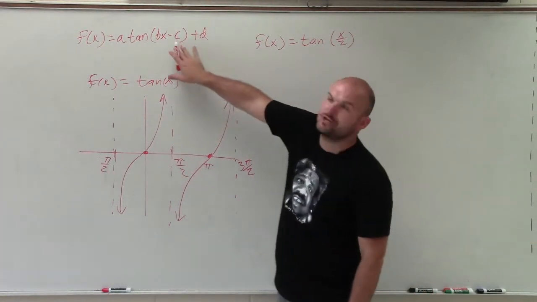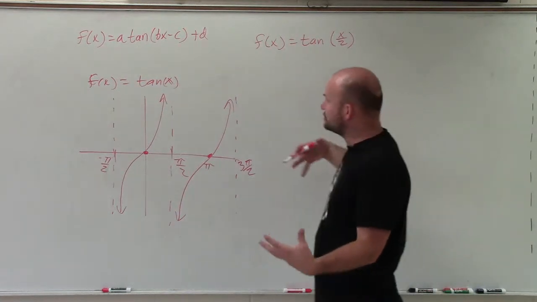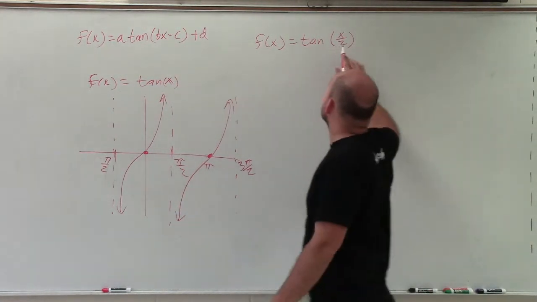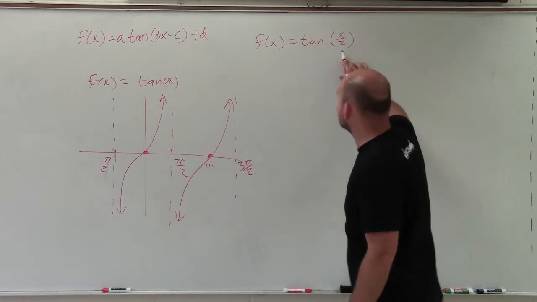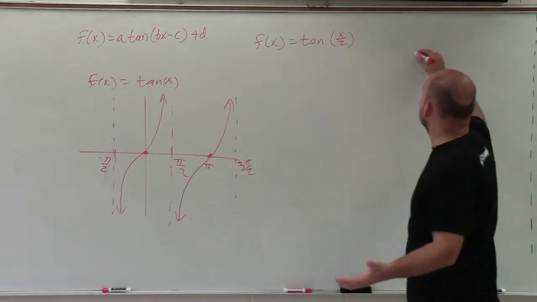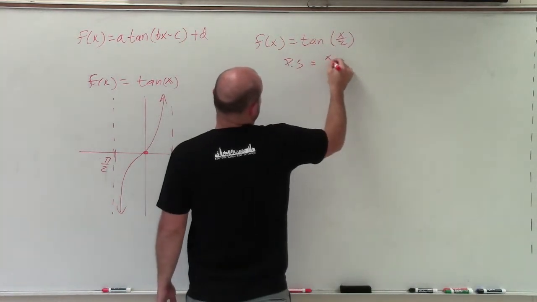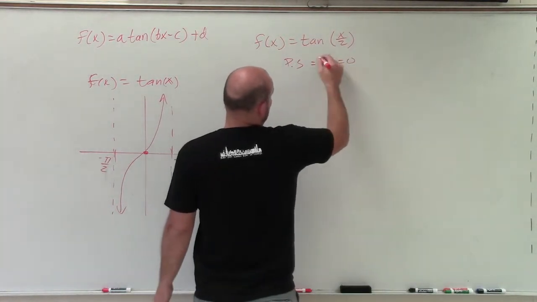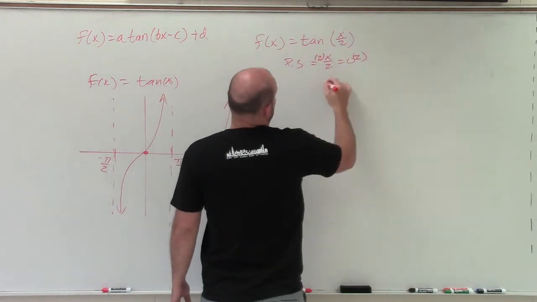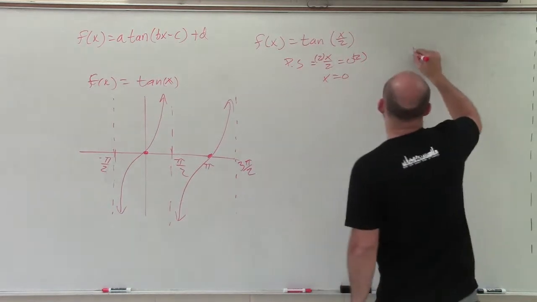But then we want to know what the transformations are. And the only thing we have changed in this is I have something inside my parentheses. So the only value that changes is our phase shift, which to determine, all we do is take whatever's inside our parentheses and set it equal to 0. Well, when I solve for x, I get x equals 0. So that's not going to be changing anything. However, the next thing is the period.